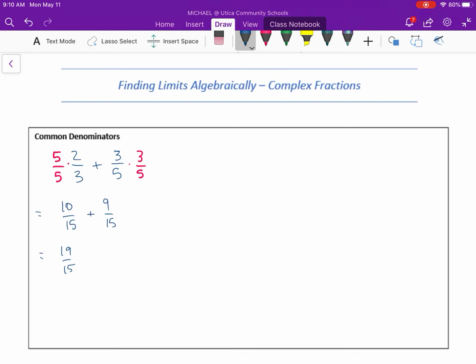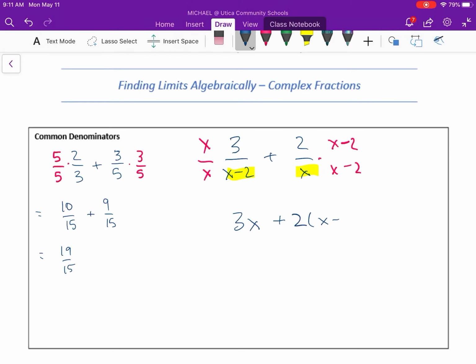We also might have a more difficult example where we might have something like 3 over x minus 2 plus 2 over x. So similar idea, this side has an x, so I need to multiply the opposite side by that. And then this side has an x minus 2, so I'm going to multiply the opposite side by that. And again, multiply across the top. So when I multiply the left fraction, I get 3x. And then when I multiply the second one, I get 2 times x minus 2.